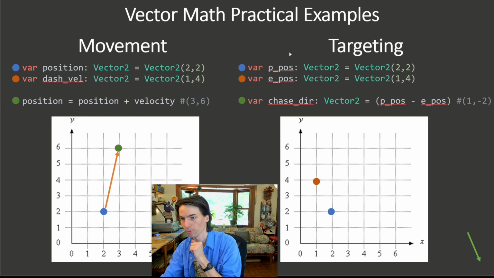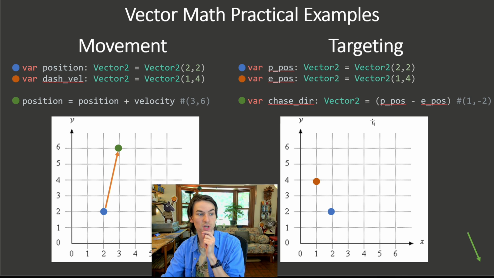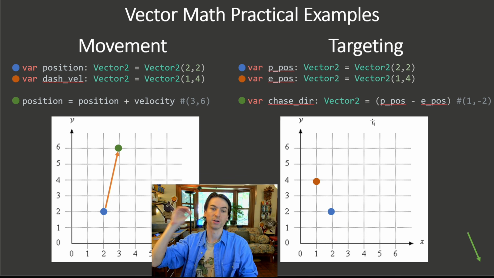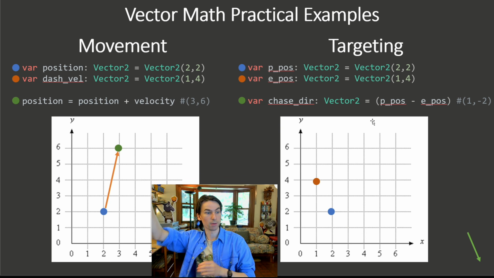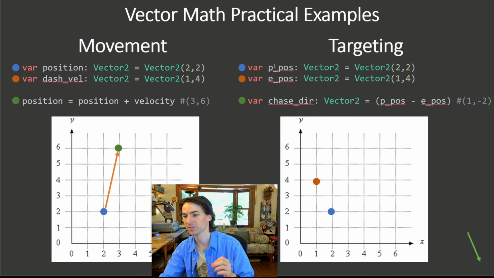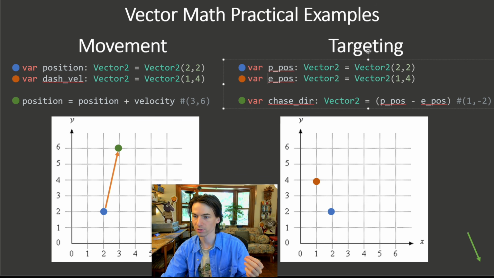So here's another example. If I'm subtracting 2 vectors, this can be used for targeting characters at each other. So if I want to find the direction between my enemy and my player, say I wanted my enemy to chase my player, right? I could have these 2 vectors represent the player position and the enemy position. Same vectors, 2, 2 and 1, 4. So here's the enemy, here's the player.